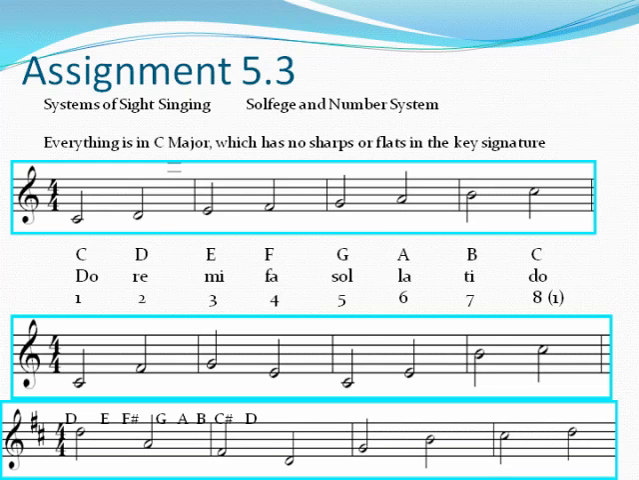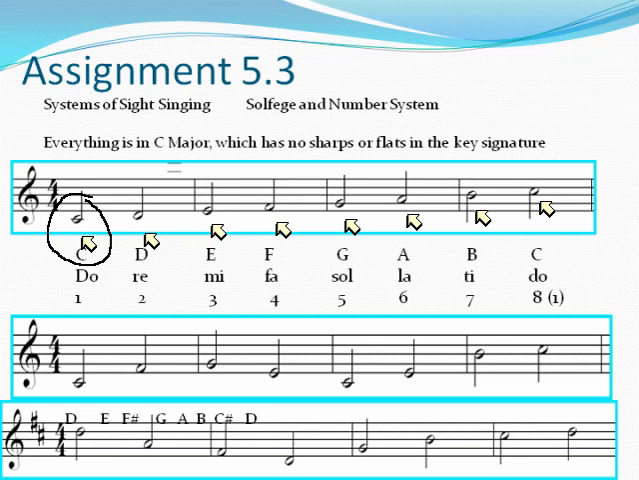Any scale is named by the first degree of that scale. So the first degree of a C major scale is C. The second degree is D. Third degree of the scale is E. Fourth is F. The fifth degree of the scale is G. The sixth degree of the C major scale is A. The seventh degree of the scale is B. And then the last note, which ends the scale, actually repeats the first note of the scale.